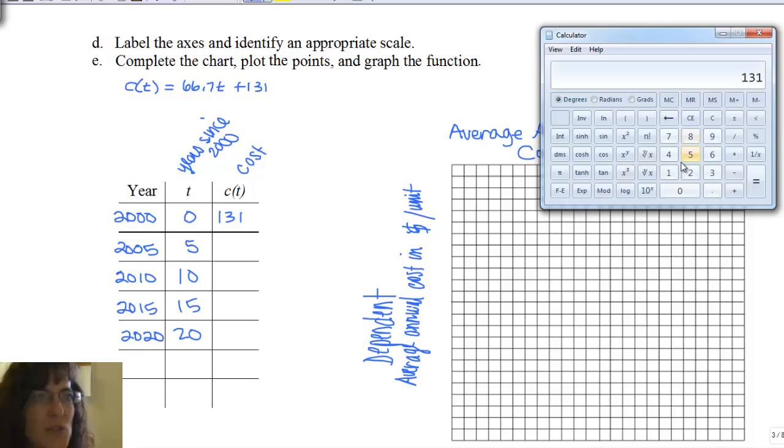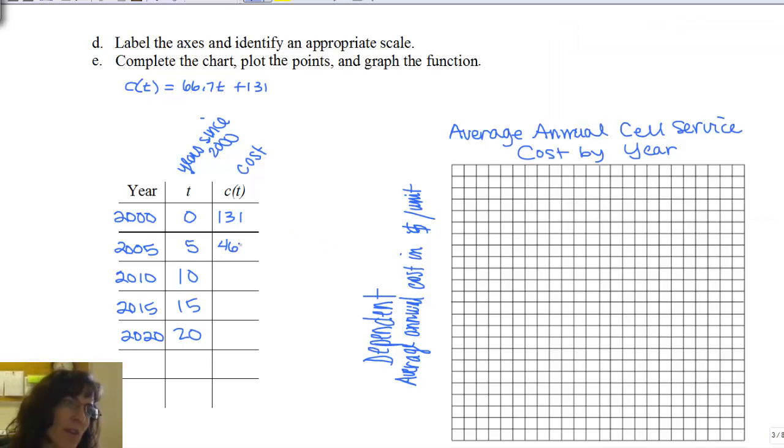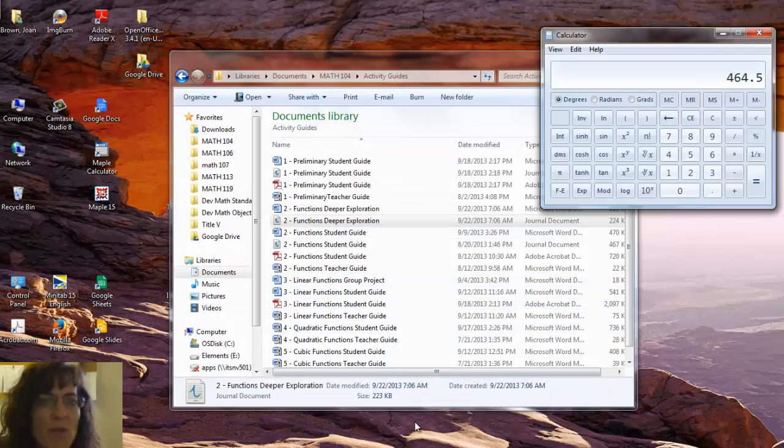And then my next one, 66.7 times 5, because I wanted to do 5 next. And then I will add $131. And so I have 464.5. And so that means the average annual cost per unit for a cell phone in 2005 was $464. And I want to jump up and do the last one just so I have 3 points there.